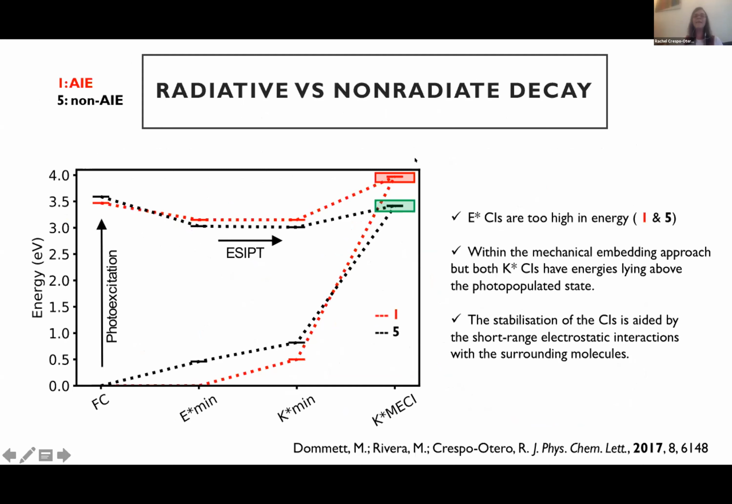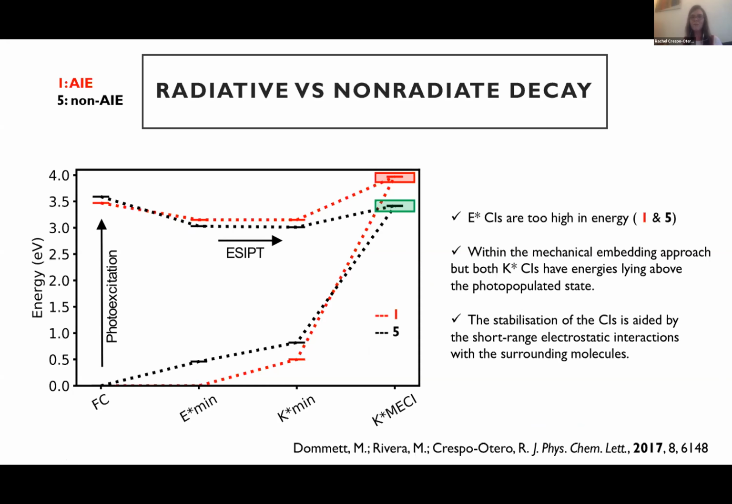So if we compare the energies of the conical intersections for 1 and 5, we can see that in the case of 1, the system that is emissive, the conical intersection cannot be reached. While when we are talking about the system 5, the one that is not emissive, the conical intersection, while it's lower in energy than the one that we have in vacuum, is still accessible.